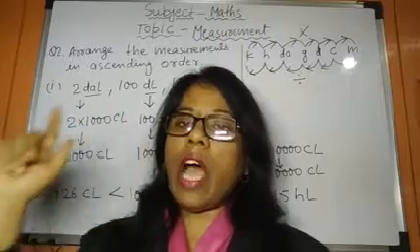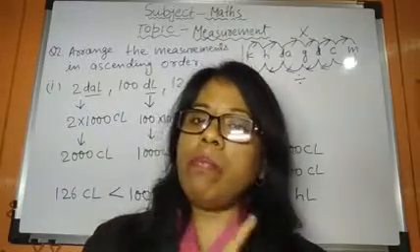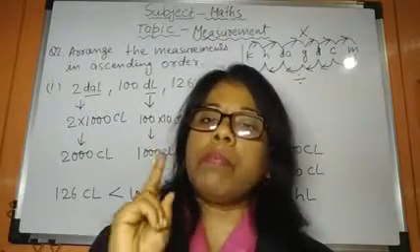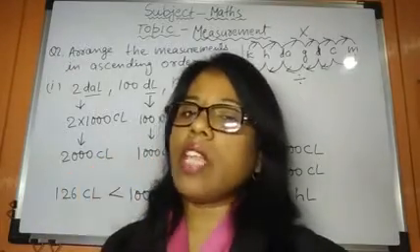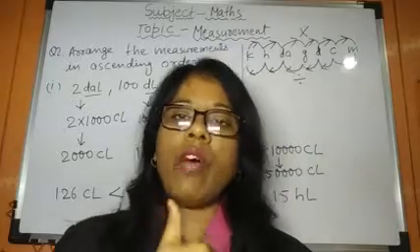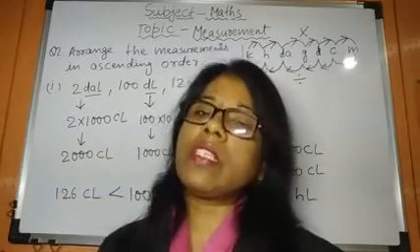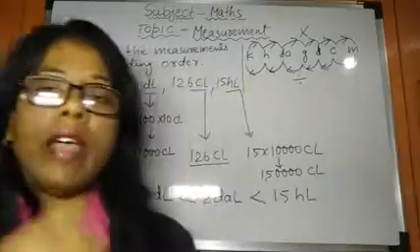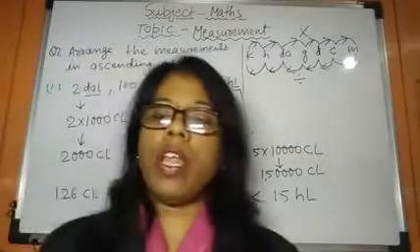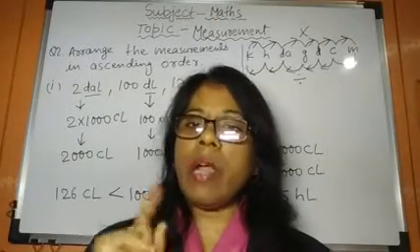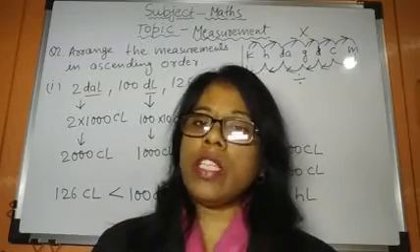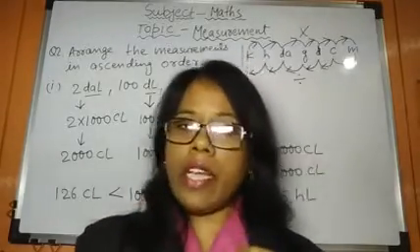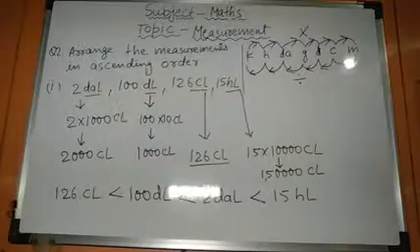Now check how many jumps there are. 1 jump means 10, 2 jumps means 100, 3 jumps means 1000, 4 jumps means 10,000, 5 jumps means 1 lakh, 6 jumps means 10 lakhs. So from a bigger unit to a smaller unit, if 1 jump is there, multiply by 10. From a smaller unit to a bigger unit, if 1 jump is there, divide by 10. In this way you can find out.